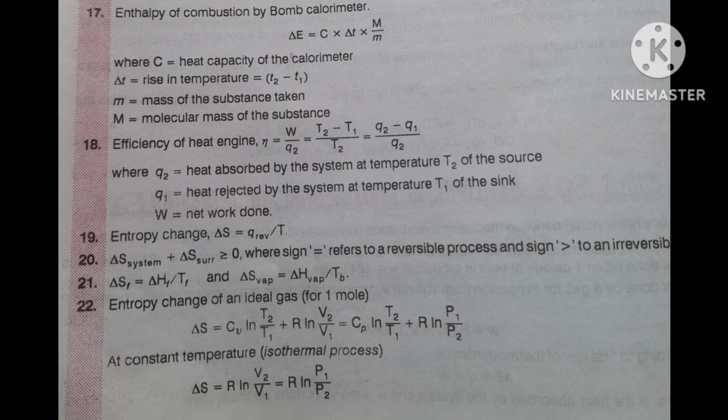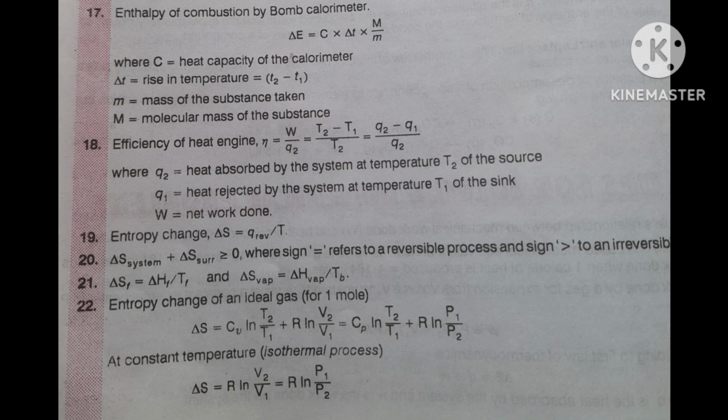Then other one more relation was there. There also that first term will not be there. Cp into ln T2 upon T1, that term will not be there because temperature is constant, isothermal process. Then what will remain? Only R ln P1 upon P2 will remain. Then now you can see at constant temperature you got relation, new relation, delta S is equal to R ln V2 upon V1, that is equal to R ln P1 upon P2 when temperature was constant. That is the isothermal process.